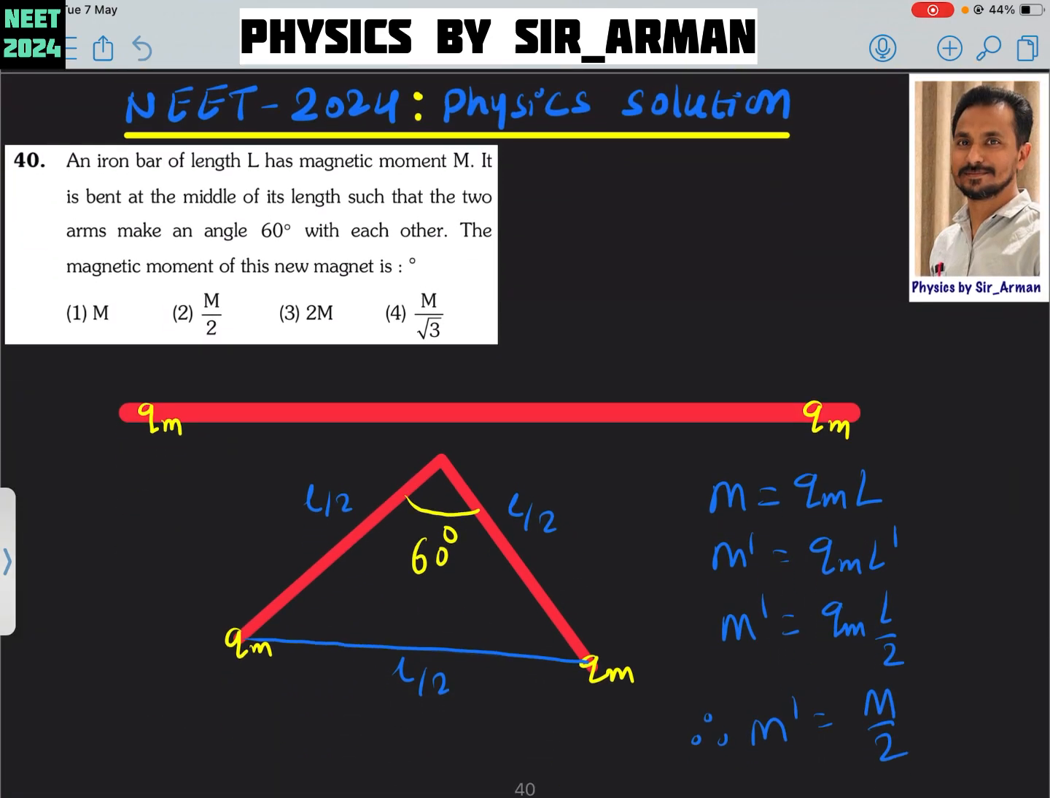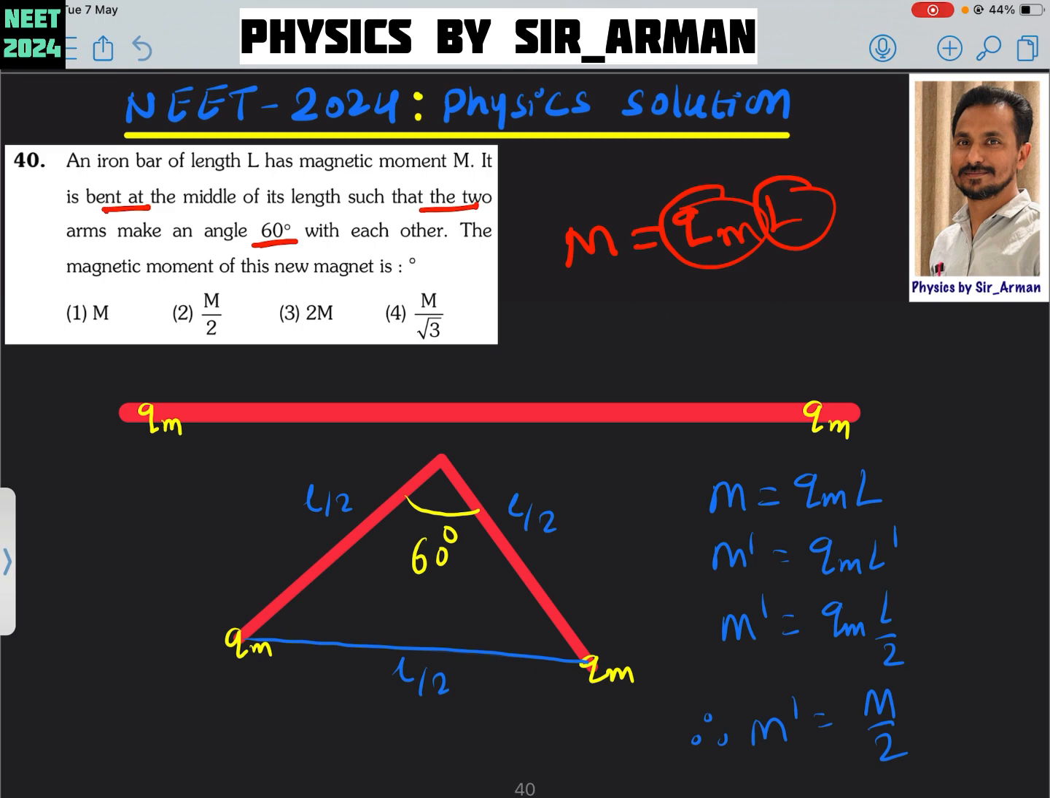Question number 40. An iron bar of length L has magnetic moment M, and is bent at the middle. See, it is not cut, remember it is bent. Most students get confused here. It is bent at the middle of its length such that the two arms make an angle of 60 degrees with each other. The magnetic moment of the new magnet is, now the formula is pole strength into length. So in the initial case the length is L and the pole strength is M by L.